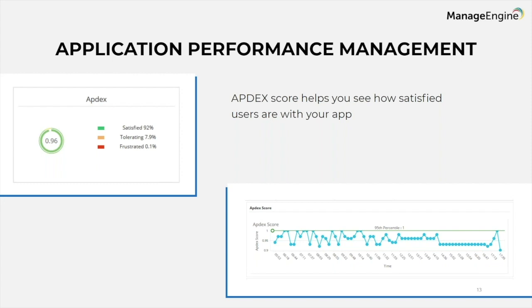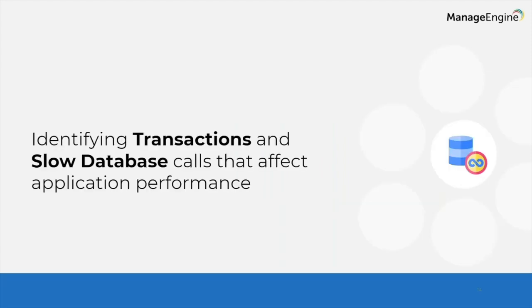All right. So let's get into the next topic for today. That is identifying transactions and slow database calls that affect application performance. So we have discussed the primary metrics, that is AppDex and the SLA part, and how to identify the business transactions which are affecting your application performance. So let me go back to the web console.